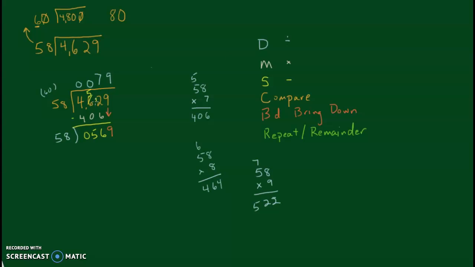Then I multiply. 9 times 58 is 522. After that I subtract. 9 subtract 2 is 7. 6 subtract 2 is 4. So after I subtract, I compare. 47 is less than 58. There is nothing more to bring down, so my final step is to write this number as a remainder. So the correct answer is 79, remainder 47.